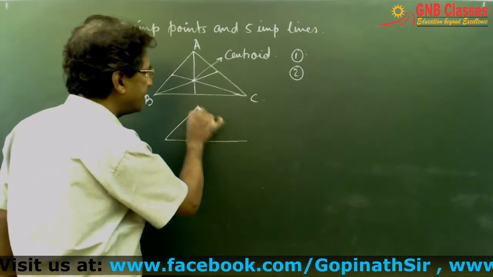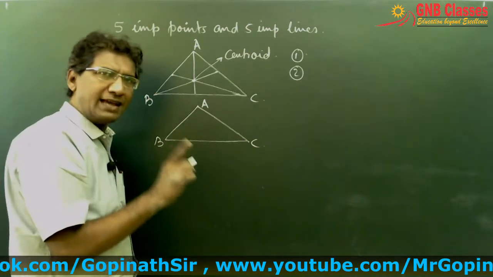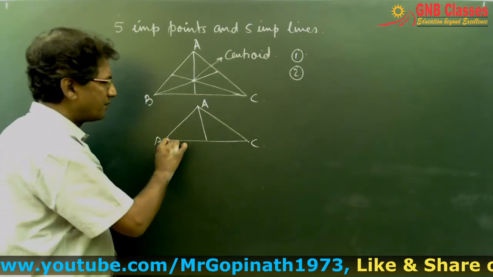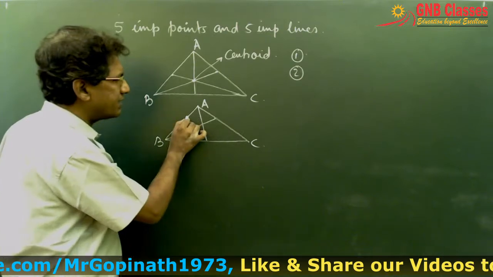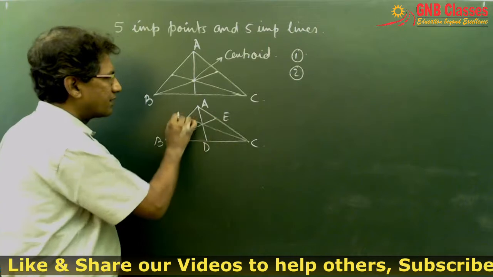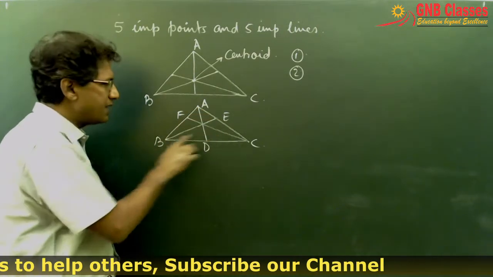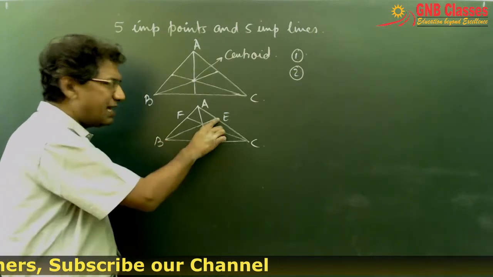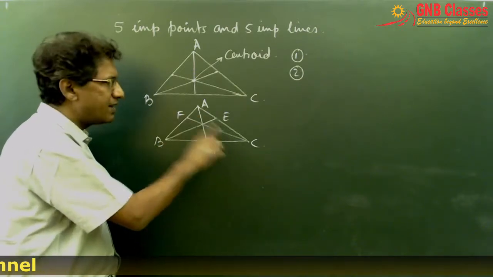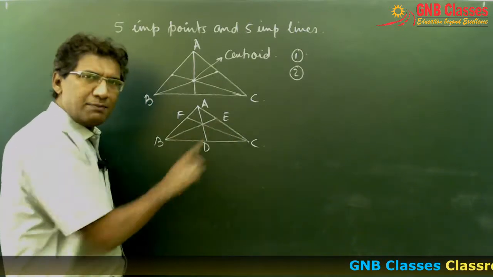Number 2. For any triangle, we can have 3 angle bisectors, right? This is the angle bisector, this is the angle bisector, and this is the angle bisector. Okay? So here AD is the angle bisector of angle A of the triangle ABC. BE is the angle bisector of angle B of the triangle ABC. And FC is the angle bisector of angle C of the triangle ABC.